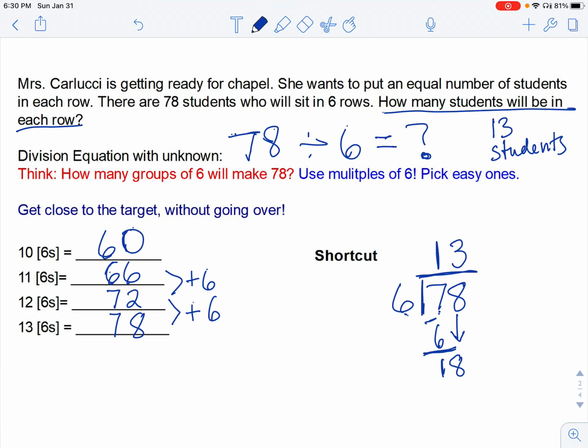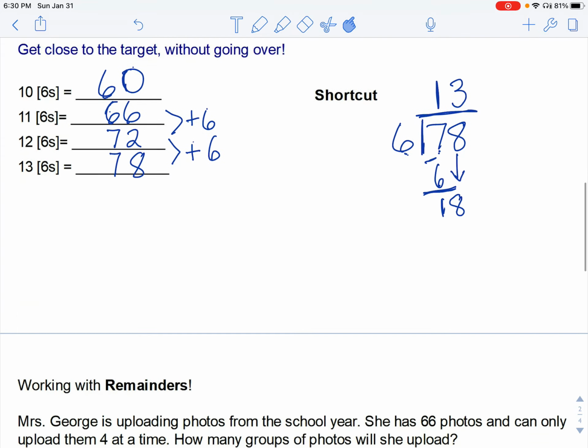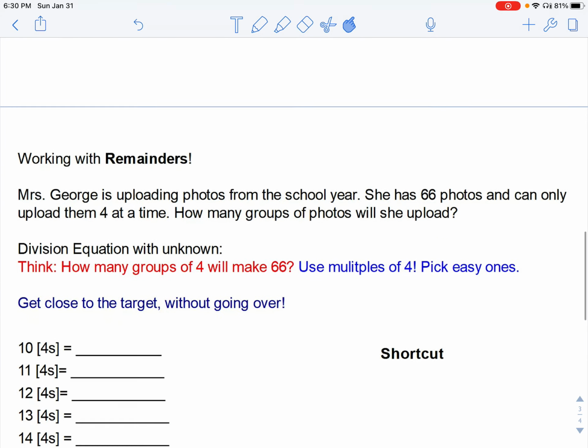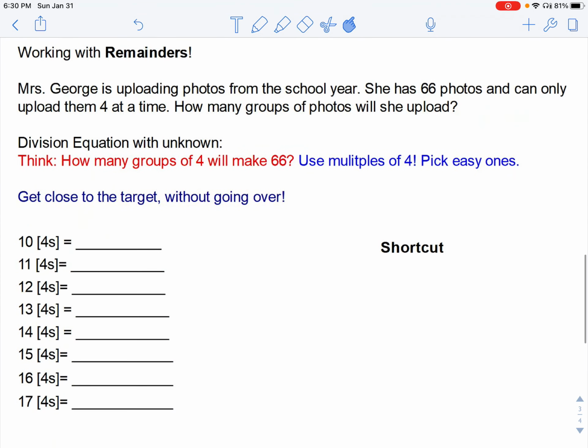Again, this shortcut way, known as long division, is something that if you haven't learned already, we're going to practice a lot in the days and weeks ahead. Today, we'll keep using those multiples, though. Let's do another one. Oh, yay. Now we're going to have a remainder.